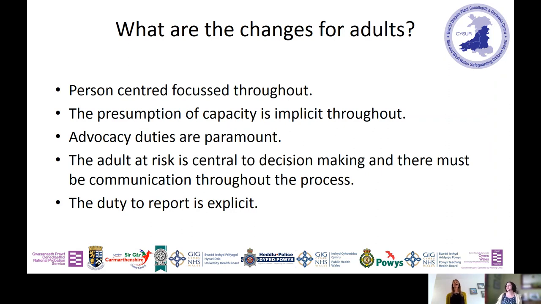So while this is focused on children, I think it's also important that we just consider that the two procedures with adults at risk do align. And so I think it's really important just to have a little bit of a flavour of that. So what are the changes for adults? Again, it's the idea of being person-centred focused throughout. The presumption of capacity is implicit throughout. Advocacy duties are paramount. The adult at risk is central to the decision making, and there must be communication throughout this process, and the duty to report is now explicit.